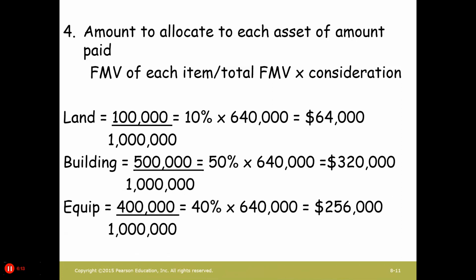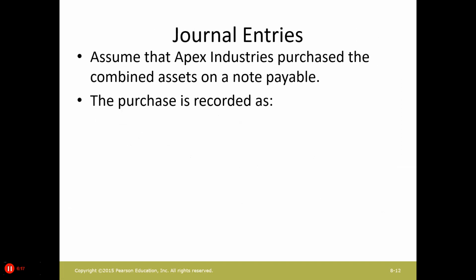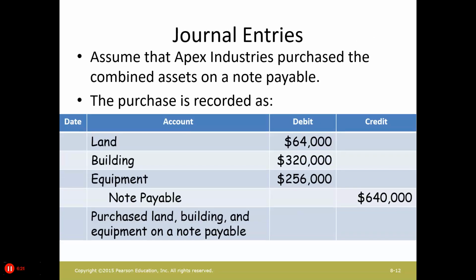Now we have all the information we need to do our journal entry. And this is what it would look like. The land would be $64,000, the building would be $320,000, the equipment, and then of course we said it was a notes payable and we would credit that.